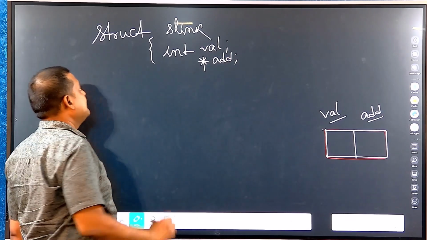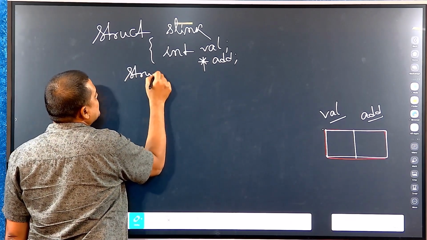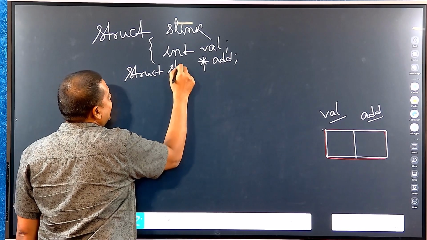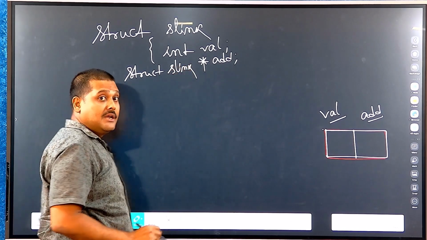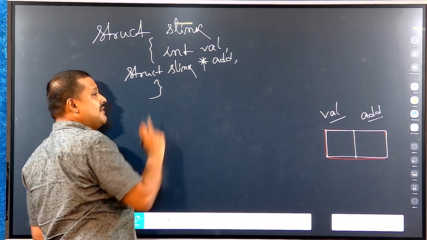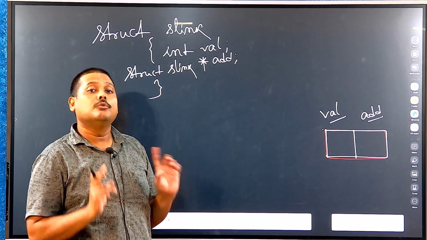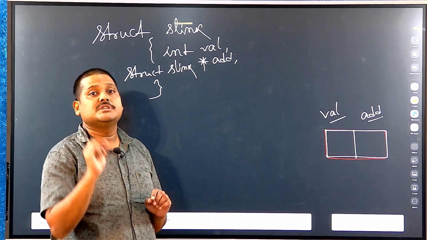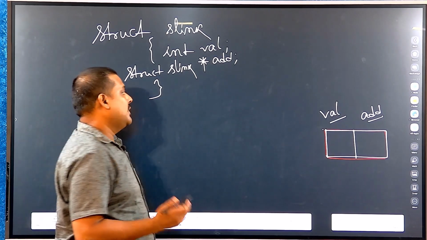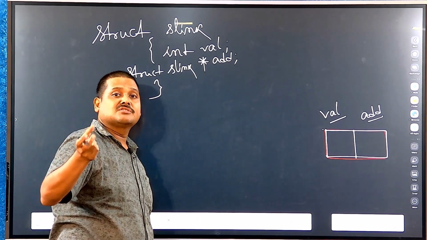The data type of this one, yes, it is struct slink. It will not be int. Those who are saying this is int, this is wrong, because the type of a pointer variable will be the same type as that for which it is pointing, as it is going to store the address of another structure of the same type.